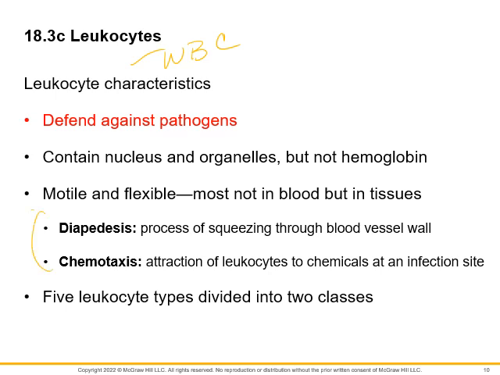And they're kind of laying the groundwork here for when we talk about inflammation and fever. So we're going to come back to diapedesis in chapter 22. We'll talk about blood vessels allowing white blood cells to squeeze through. And we'll talk about chemotaxis. We'll talk about some of the leukocytes that are going to release chemicals when there's an infection. We'll see a little bit of that in this lecture as well. So let's look at the 5 types of leukocytes.